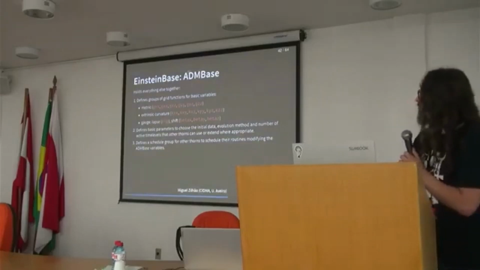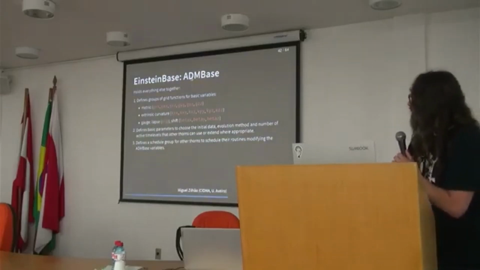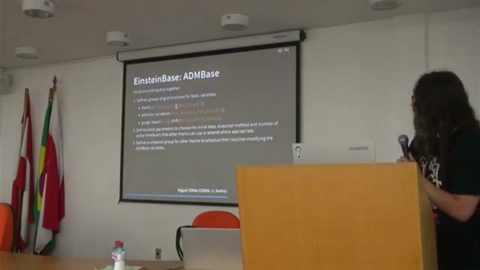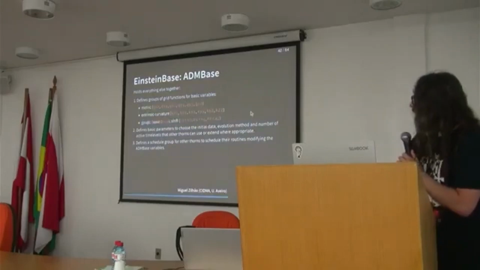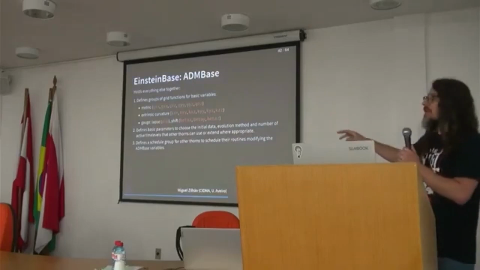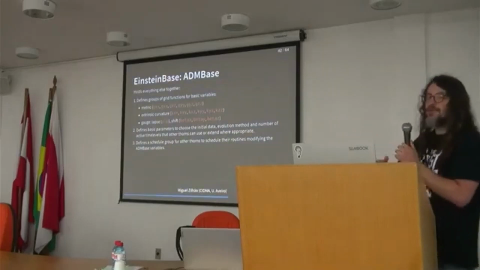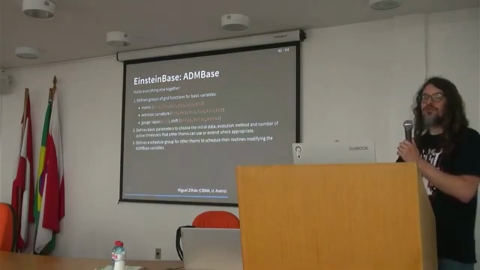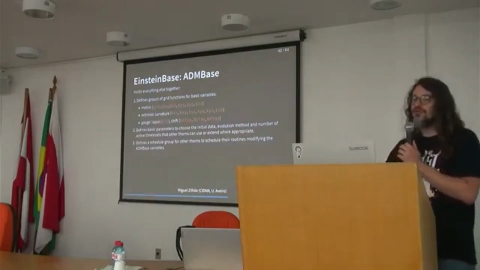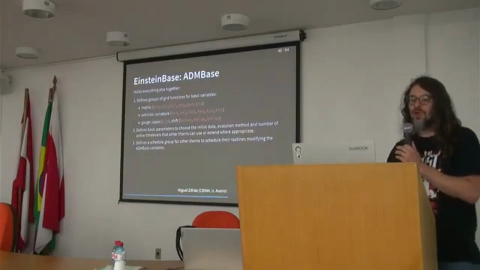And in order for you to do this, you should be using these ADM base variables. Basically, this defines a group of basic variables for the metric, the extrinsic curvature, and the gauge. And then, as long as you're always using these groups of variables, you can change your initial data routine to something else without touching your analysis or your evolution routine, and things should seamlessly work.